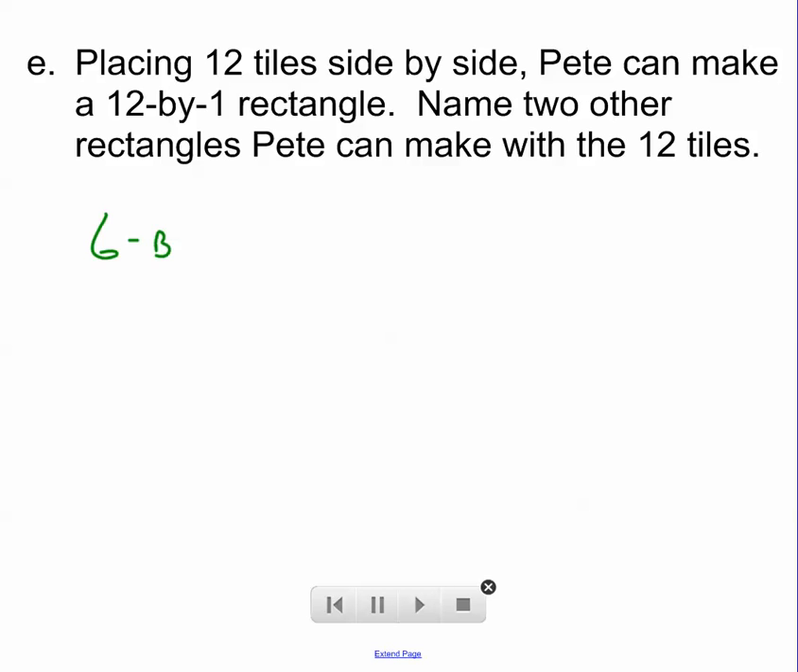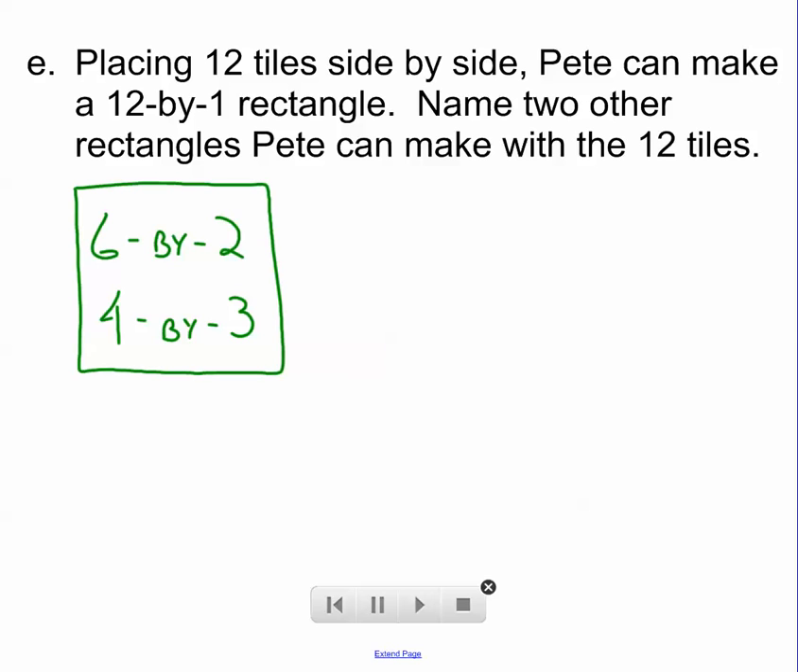Another way you could do it is a 6 by 2 rectangle, because 6 times 2 is 12. Or you could do a 4 by 3 rectangle, because 4 times 3 is 12. You could also do a 3 by 4 rectangle and a 2 by 6 rectangle, which are very similar to the ones we've listed, but that would be it. That would be the only ways you could make rectangles out of these 12 tiles. Draw a picture if it helps you.